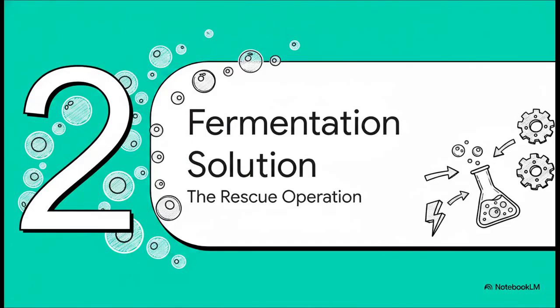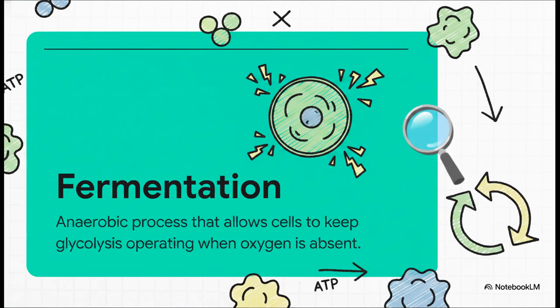Which brings us to Section 2, the fermentation solution. By definition, fermentation is an anaerobic process that happens right there in the cytoplasm. It's a workaround that allows cells to continue generating energy temporarily by keeping glycolysis operating. And I want to emphasize temporarily here. It's absolutely vital to understand that fermentation doesn't replace cellular respiration. It's really just a rapid response, short-term survival mechanism to buy the cells some precious time.